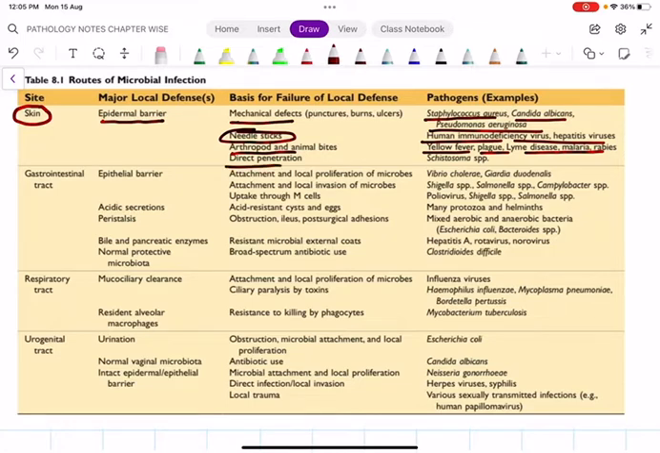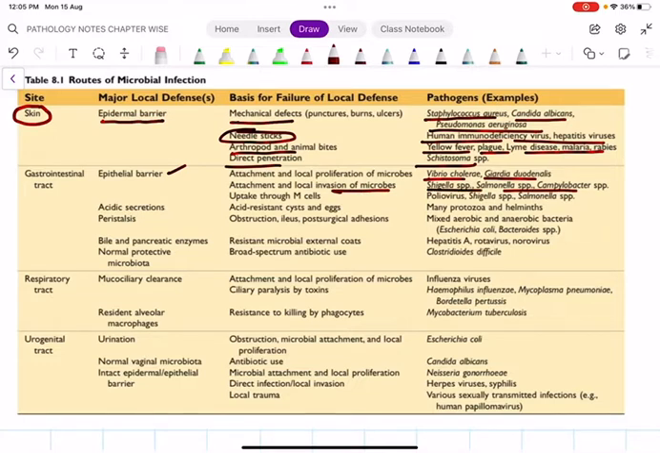Then direct penetration, we have Schistosoma. Then we have the gastrointestinal tract. Again, in the gastrointestinal tract, we have the epithelial barrier. In the epithelial barrier, via attachment and local proliferation of microbes, we have Vibrio cholerae and Giardia. And then attachment and local invasion of microbes, we have Shigella, Salmonella, and Campylobacter.